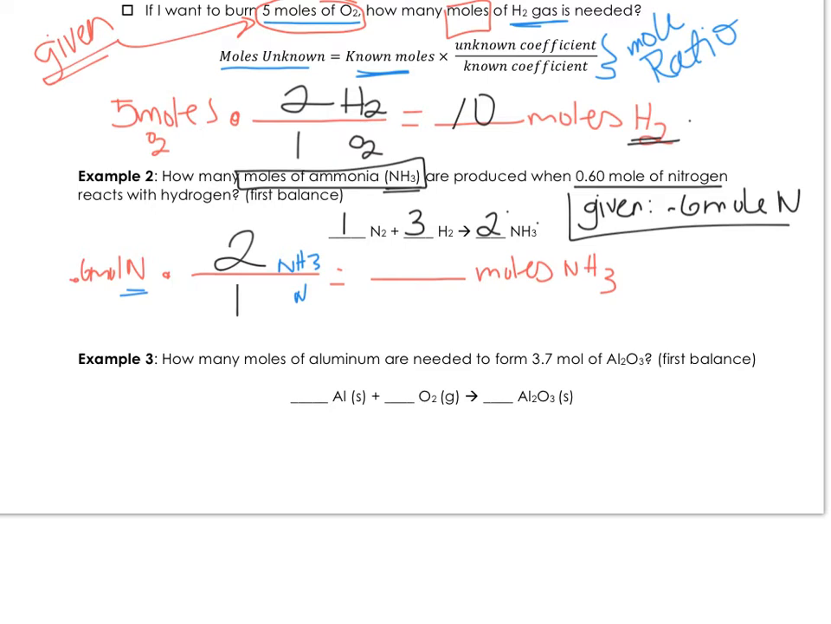Okay, and now for our answer, we are going to be going 0.6 times 2 is going to give us our number of moles. And if you put that in there, we're going to have 1.2 moles of NH3. Okay?